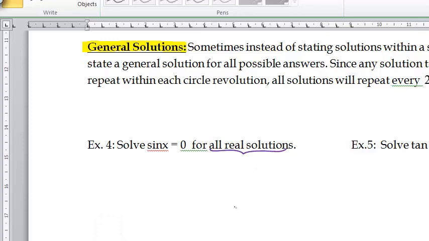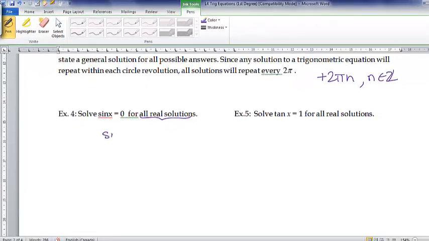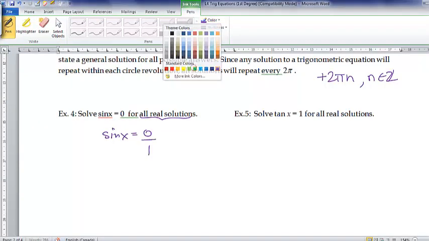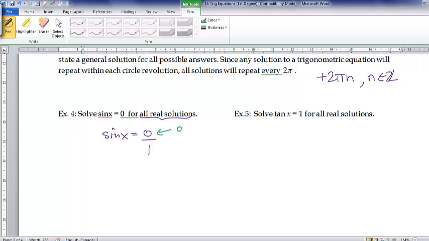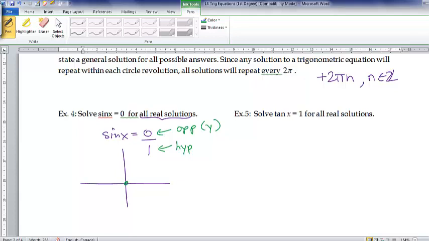Sine x equals 0. Now that's a quadrantal. So you can try to draw it, but it's hard to draw since it's not really a triangle. Sine x being 0 means that the opposite side is 0, and the hypotenuse is whatever it is, 1 by default if you want. Opposite being 0 means that the y value is 0. So if you try to draw it, figure out your quadrants, what you'll find is that you're drawing something that has no y. In other words, it's on your x-axis.